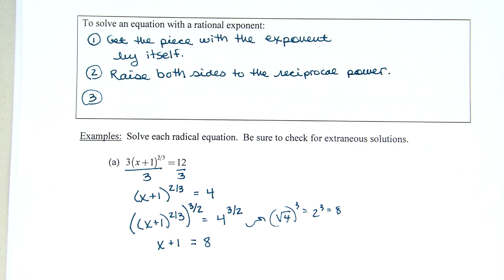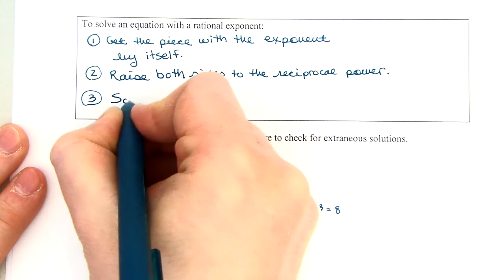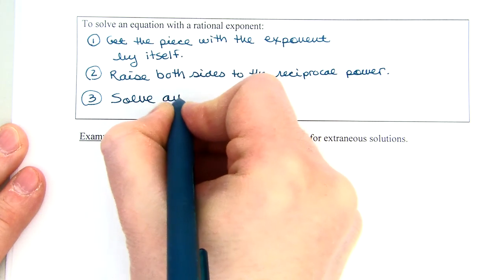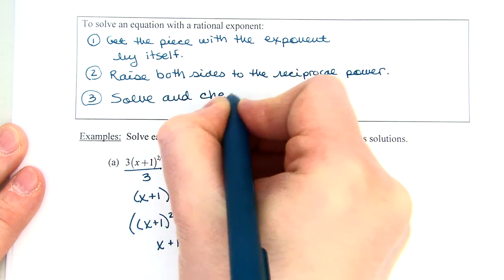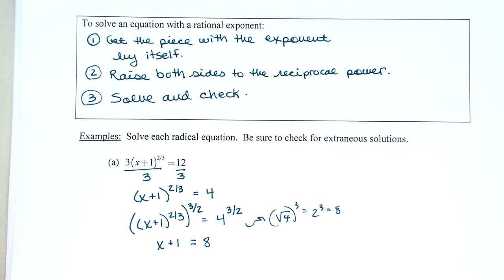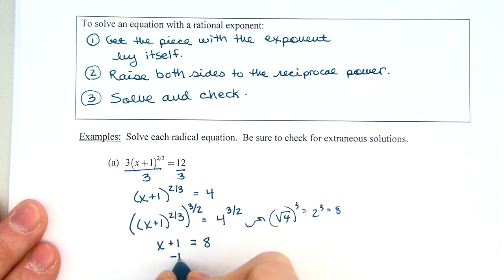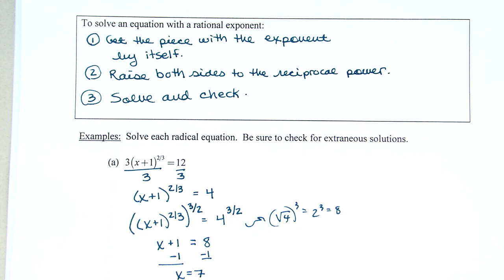Step 3. Solve, but check for extraneous solutions. Solve and check. I think I want to finish this one together, and then I'll give you one to do on your own. Subtract 1 from both sides. x is going to equal 7. Maybe.